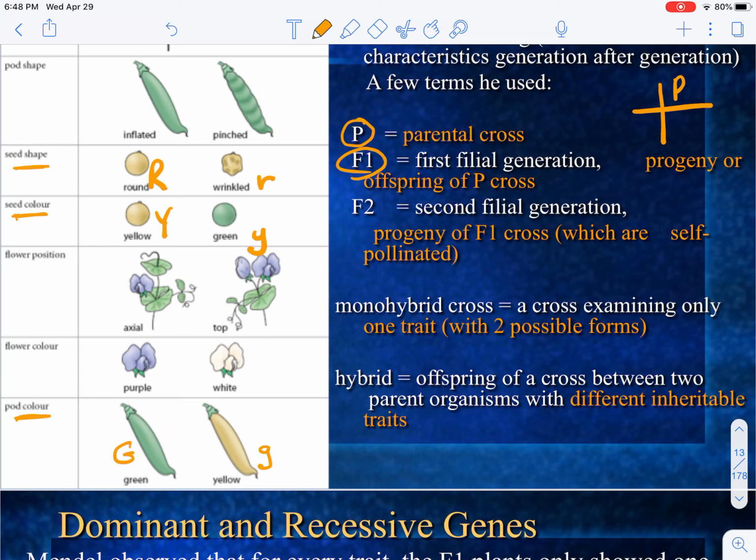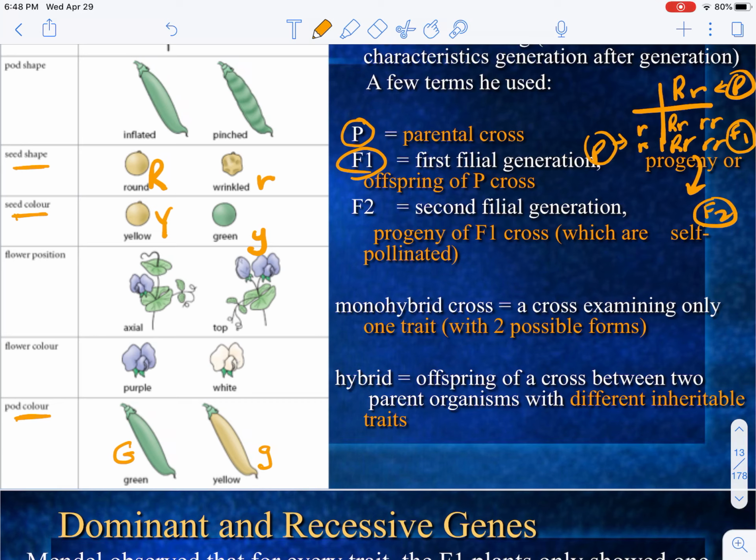That's their first filial generation. So if we do a cross, for example, of, let's say, a round plant that's carrying a wrinkled gene and a plant that's entirely carrying wrinkled genes, this would be our parents right here. So those are the parents that you're crossing, and the offspring that you're going to look at from those two parents would be your first set of kids, your first filial generation.